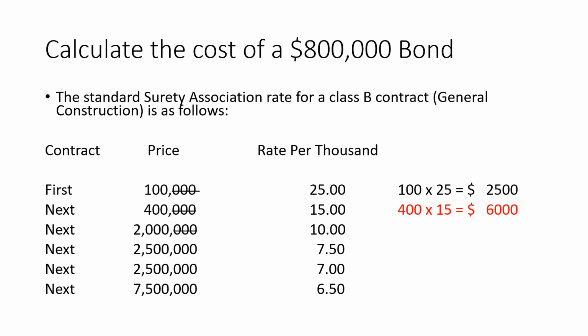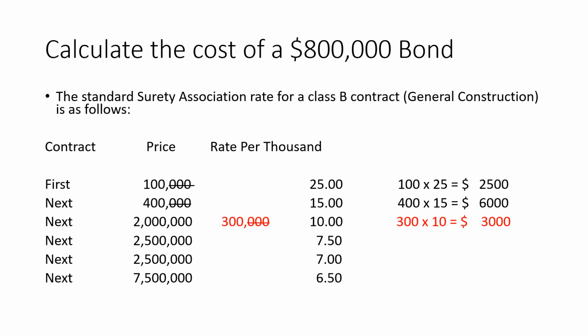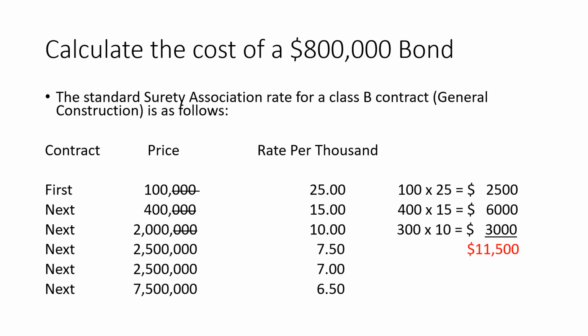Now, what do we have left? Well, it's an $800,000 bond. We've got $300,000 more to go. So we go to the next step. The next $300,000 costs us $10 per thousand. So it's 300 times 10, or $3,000. Okay, very good. And then we add them all together, and we get $11,500. An $800,000 bond on test day is $11,500. All right, well, let's see.